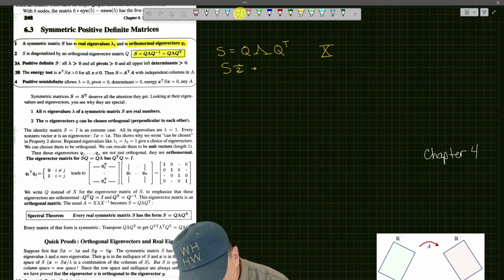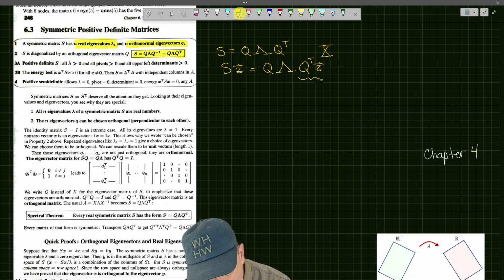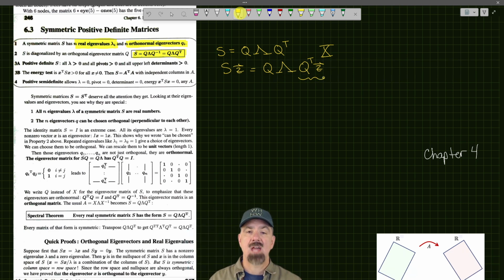So when we're applying S to z, we end up with Q lambda Q transpose z, and this is the change of basis into that orthonormal basis. But the beauty is that calculating the transpose is really easy compared to calculating a typical inverse.